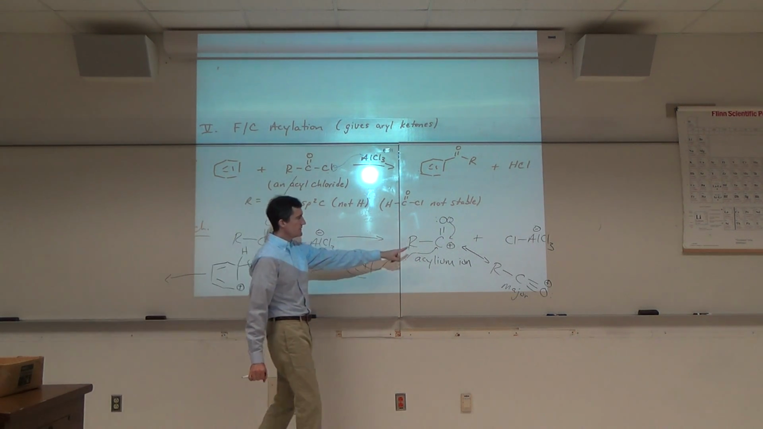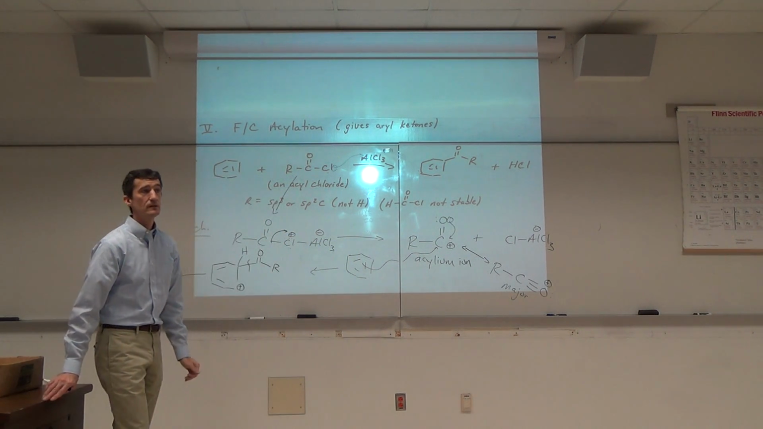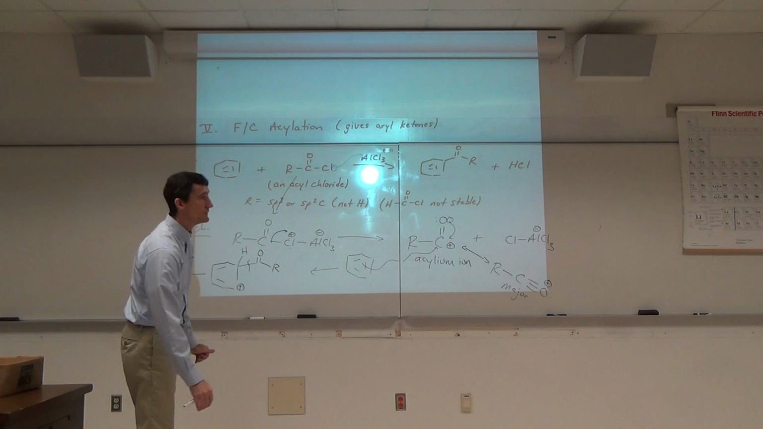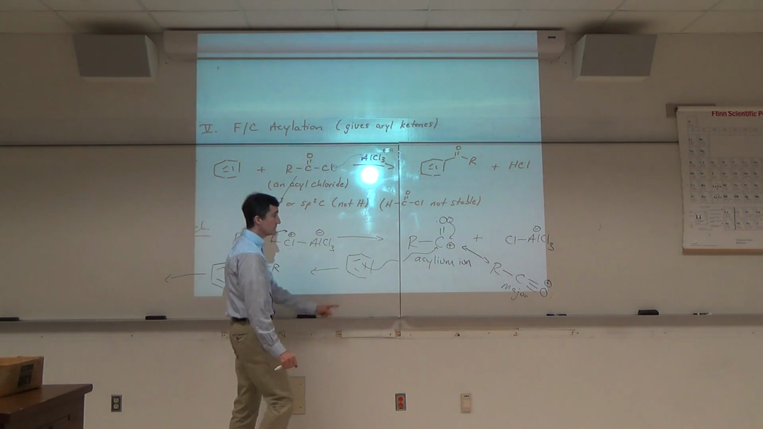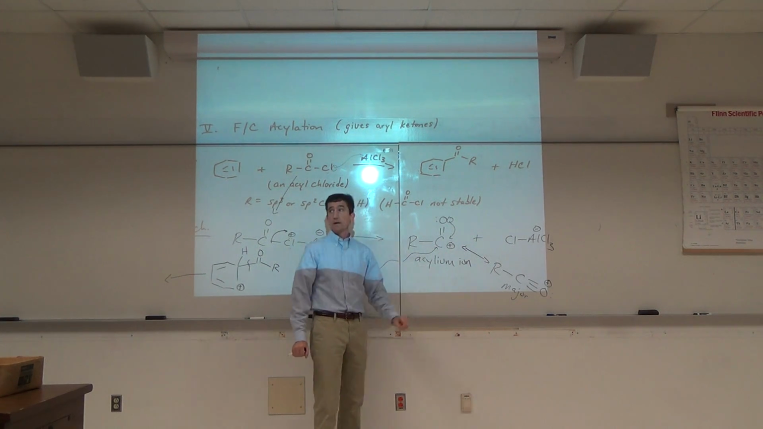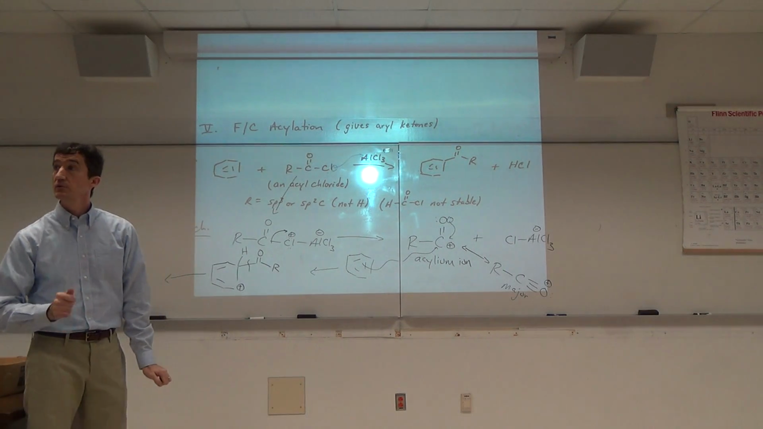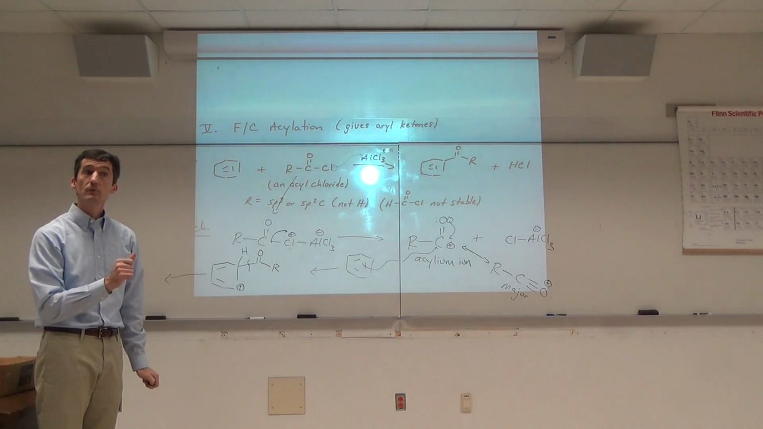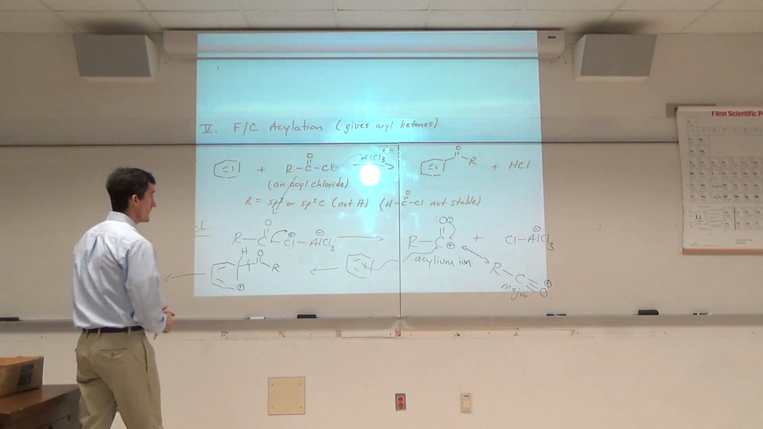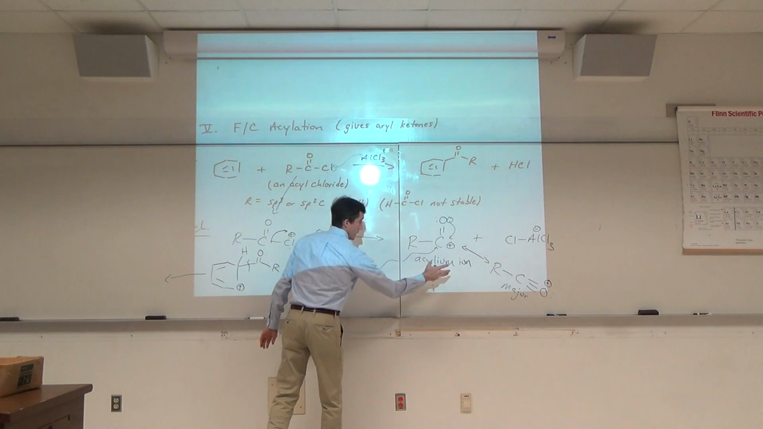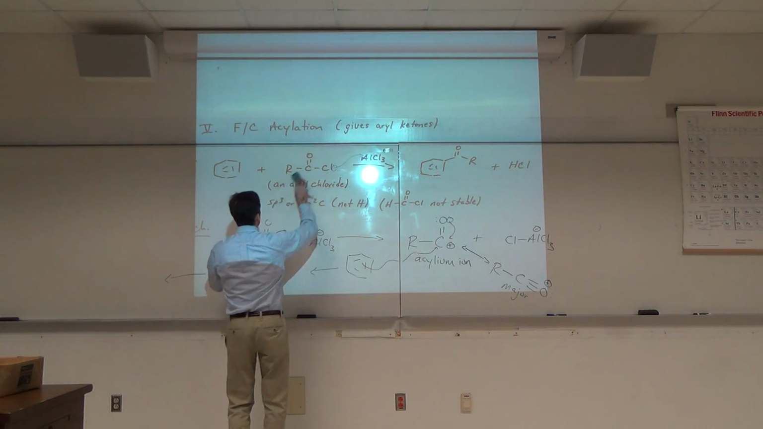Importantly, the acylium ion is not going to rearrange. Why not? Because it's resonance stabilized. It's not going to rearrange. So boom, we don't have to worry about rearrangements when we do acylation, like we have to when we do alkylation. No rearrangements. What about polyalkylation?